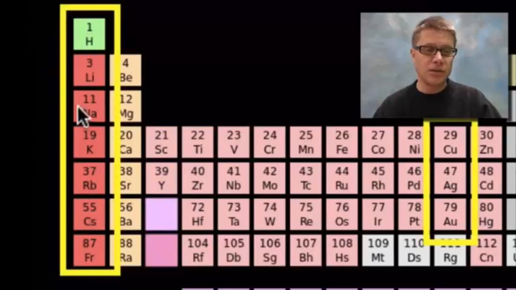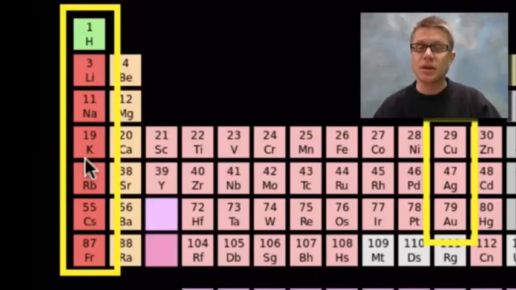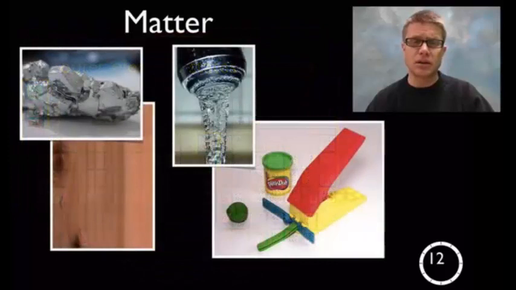Or if we were to look at these in this first column, hydrogen is going to be a gas, but everything else is going to be a solid, and it's going to be highly reactive. So if we mix lithium, sodium, or potassium with water, we're going to get an explosion. And so again, looking vertically is going to tell us a lot about the behavior of the atoms, and that's due to their outer electron levels.